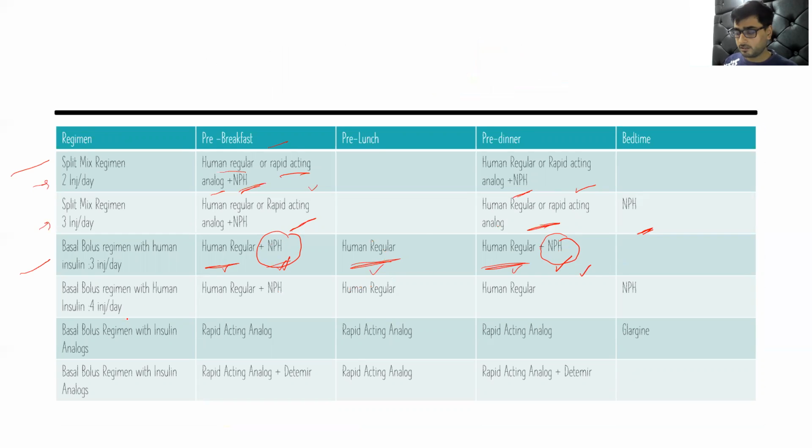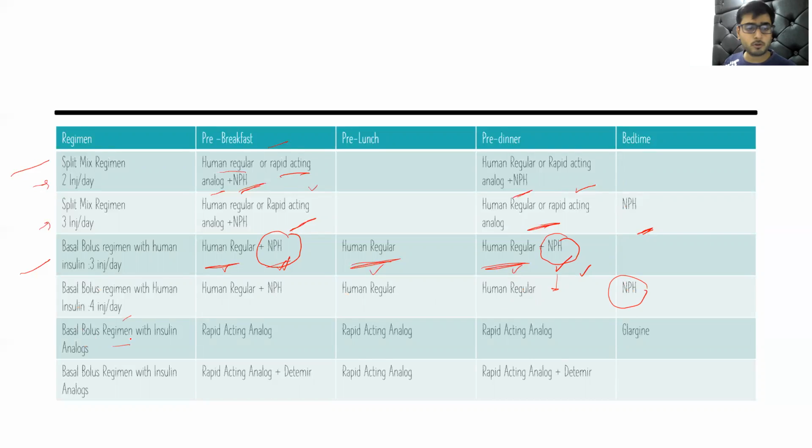And in this 4 injections per day, what is happening? Everything is the same as the above one. Again human regular as a bolus before each meal, but we are not giving this NPH here, we are giving it at bedtime. So it becomes 4 injections per day. I'll be coming to why this bedtime dose is being given separately.